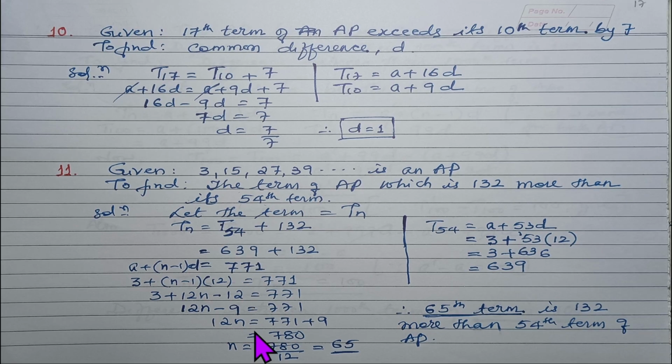So simplification is simple. What we have to understand is what basics we have to use for solving the examples. So we know that Tn is a plus n minus 1 into d. We should know when to use it, and also understand the statement, frame an equation, substitute the unknown, and solve them, simplify them. Fundamental operations are there. Simplify and get the value of n, and n is 65. So the 65th term is 132 more than the 54th term of AP. So that is how we solve the examples of the arithmetic progression.